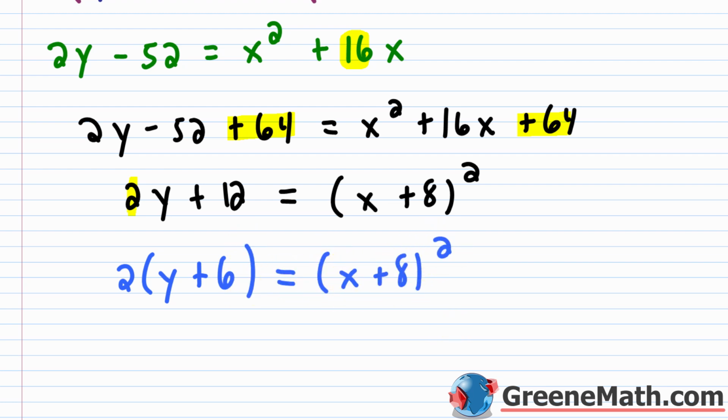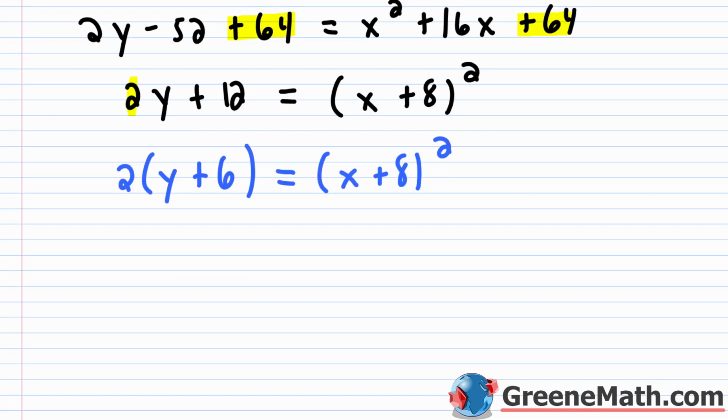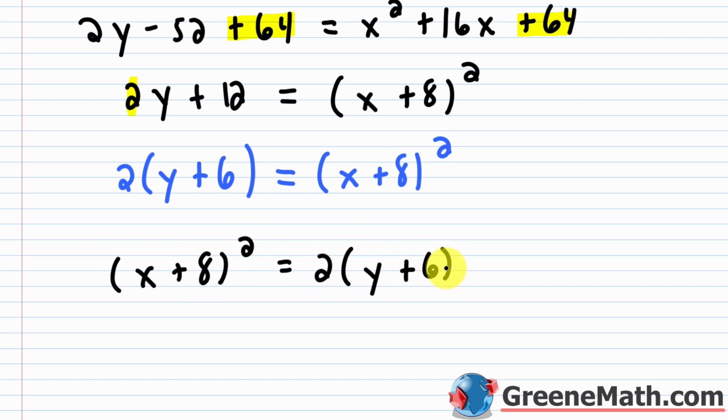In order to make things match completely, I'm going to switch sides. So I'm going to say this is the quantity x plus 8 squared is equal to 2 times the quantity y plus 6. And I'm also going to change this over into minus a negative in each case, again, just so we don't get confused about what the h value is and what the k value is.